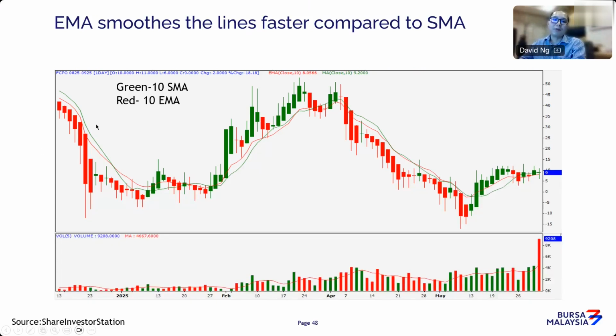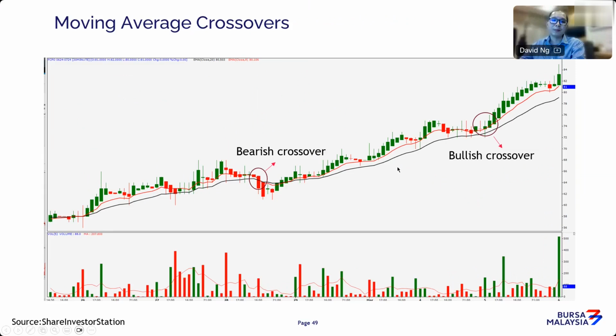So what we have here, you look at this, the red one moves quite closely to the price, compared to the green one, which is your simple moving average, which moves quite a bit less. So it's very clear, if you want to choose a type of moving average, the exponential one is the one that moves quite fast with the movement of the price.